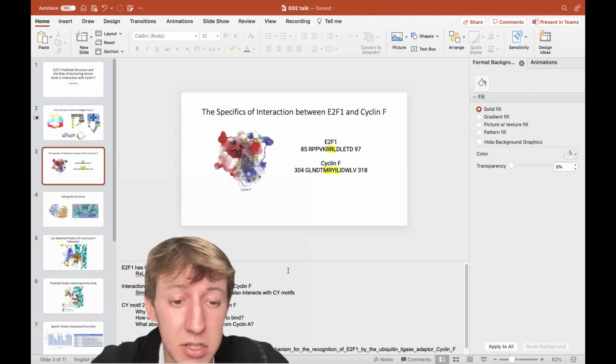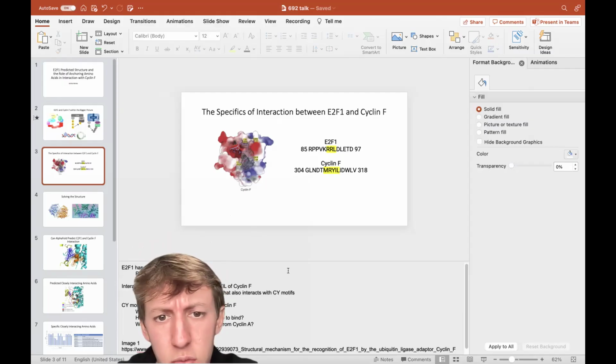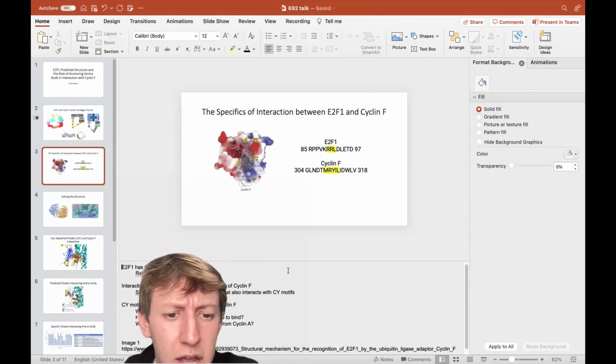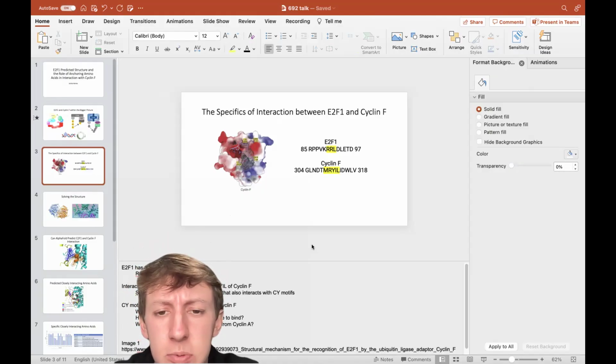Since it's known that Cy motif 2 of E2F1 interacts with the MRAIL site of cyclin F, it starts to raise questions about how this interaction works. Since there are multiple Cy motifs within E2F1, I started to wonder why specifically the MRAIL site locates to Cy motif 2 within E2F1 and not Cy motif 1 or Cy motif 3.